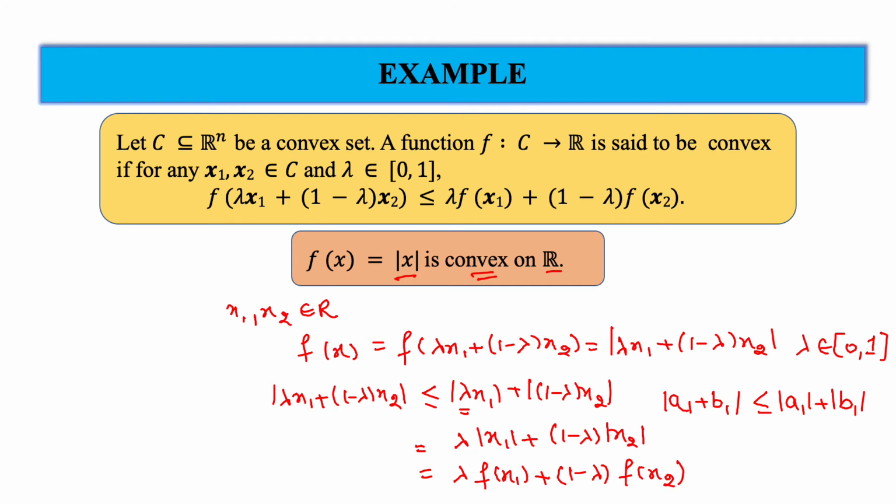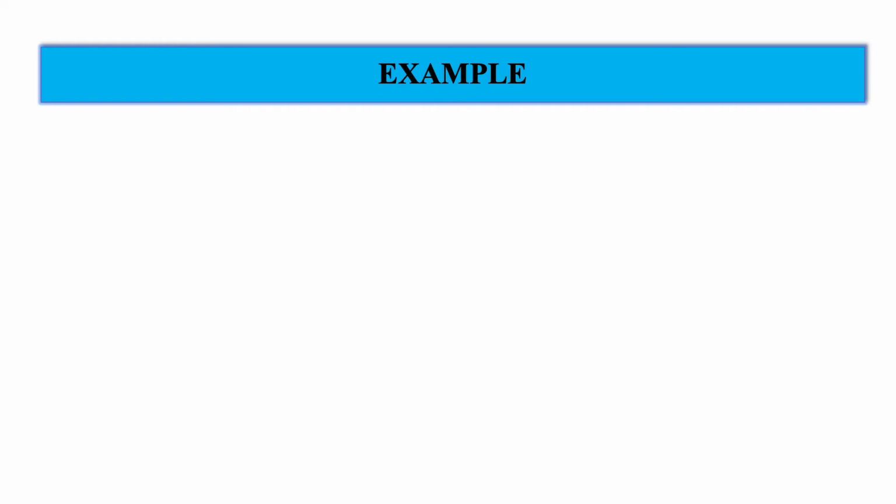Hence by using this property we can say that mod x is a convex function. Here we have proved that also. Function value at the combination is less than or equal to the combination of function values at each point. Now we see some more examples based on this.